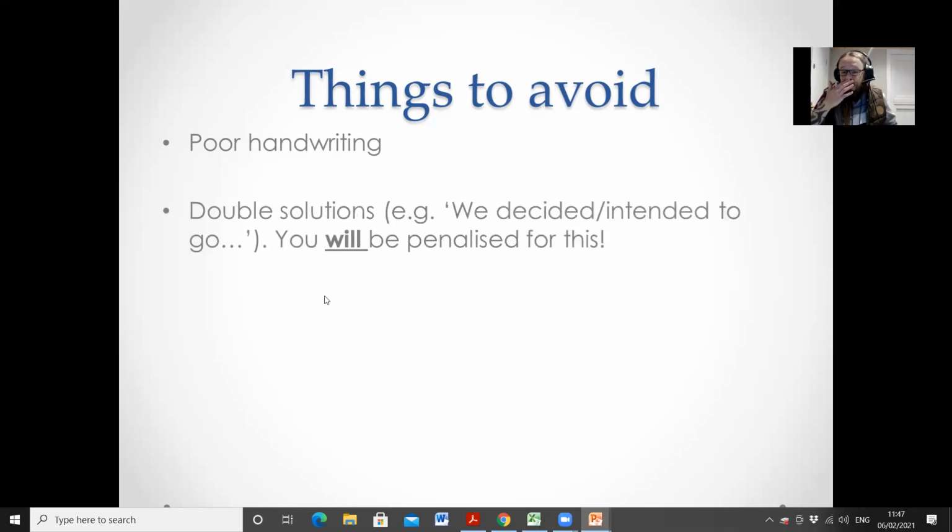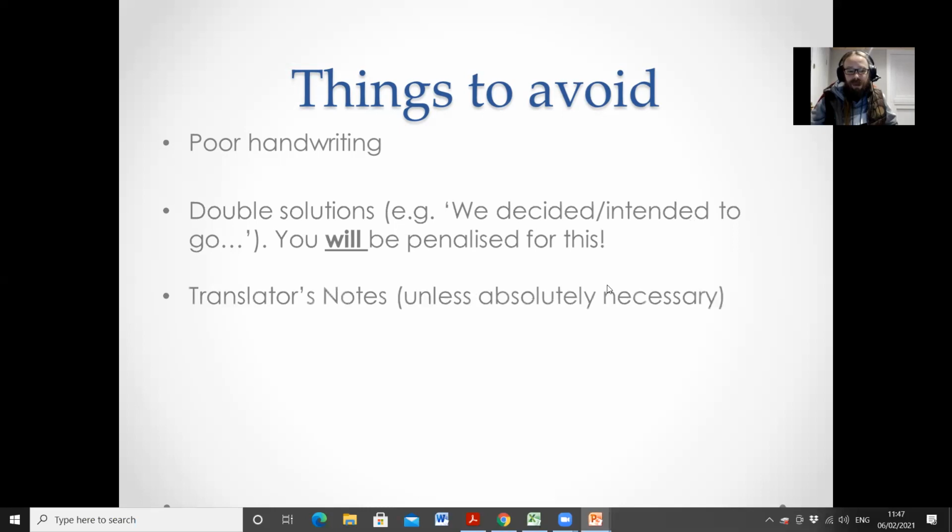Avoid double solutions. I've already mentioned these. So things like these, you will be penalized for giving a double solution for a word. So in this case, we decided stroke intended to go somewhere. You either decided or you intended. Okay, you're a translator. You choose one. It's not multiple choice for the examiner. It's a final translation. It's the end product you would give a client. You wouldn't give the client an end translation with things like these. So don't do it for the exam either.